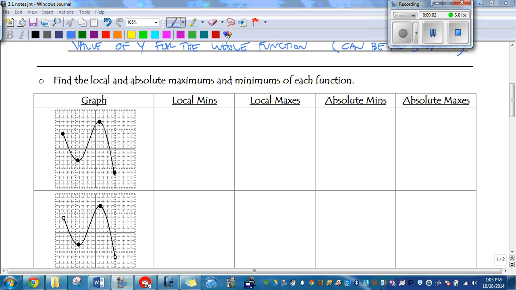Alright, let's take a look at the first graph down here. We're asked to find the local and absolute maxes and mins of each function. Let's actually start with the absolute mins and maxes, because that I think you probably understand pretty easily.